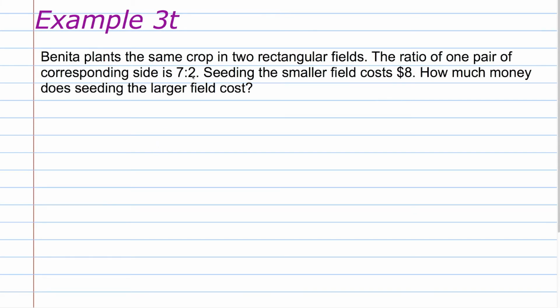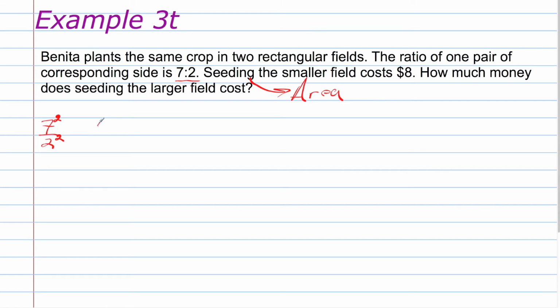Now we're told here that the one pair of corresponding sides in these 2 rectangular fields is 7 to 2. Seeding the smaller field costs $8. Well, the key thing that you can't miss here is seeding. That word right there makes this an area problem. It doesn't make it a perimeter problem. We're talking about the area. So we need to take this similarity ratio, or this perimeter ratio, and we need to change it into the area ratio. Changing a perimeter ratio or a similarity ratio is as simple as squaring both of those numbers.